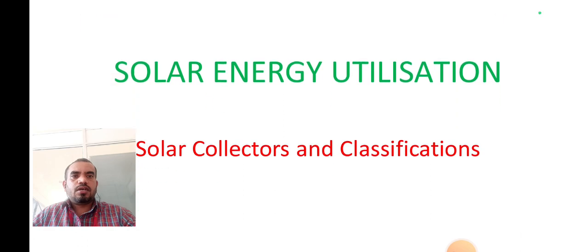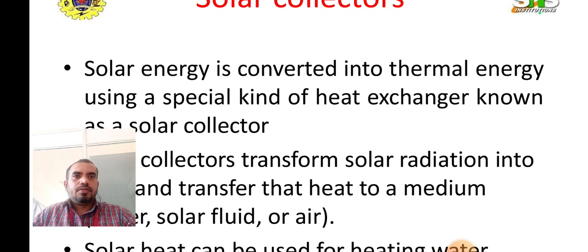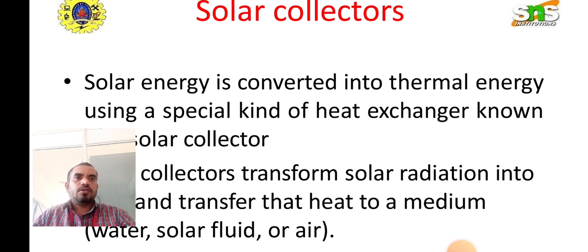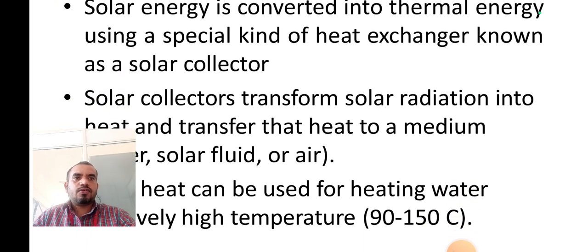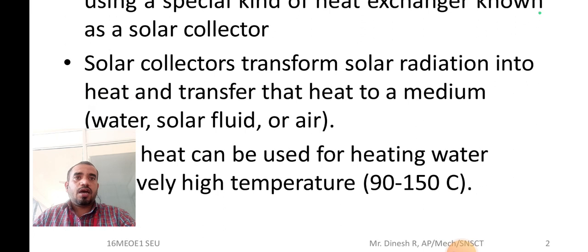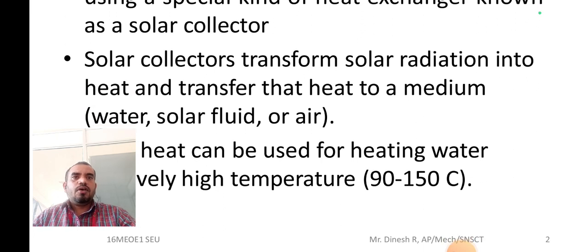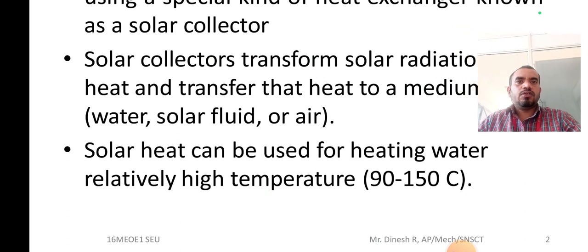Here it is clearly defined that solar energy is converted into thermal energy using a specific kind of heat exchanger known as a solar collector. The solar collector converts solar radiation into heat and transfers the heat to a medium, which may be water, a solar fluid, or air. Solar heat can be used for heating water to relatively high temperatures, which can vary from 90 to 150 degrees.